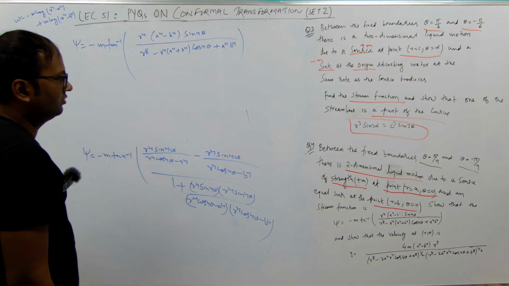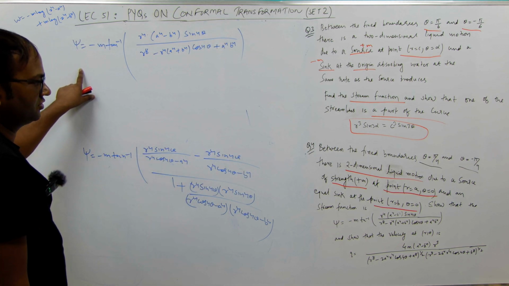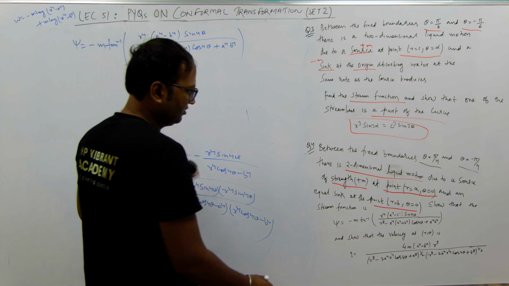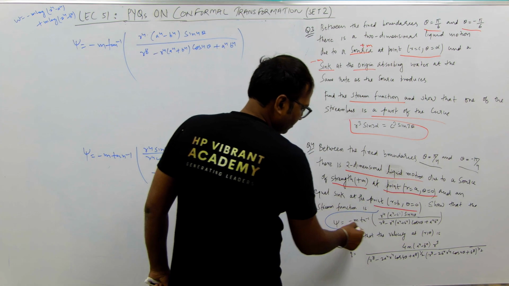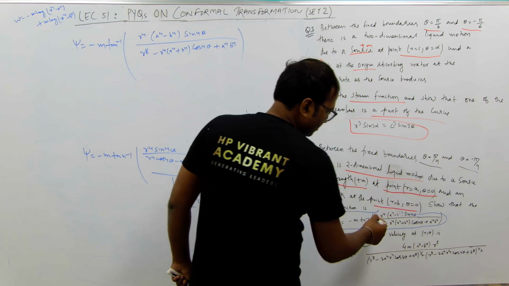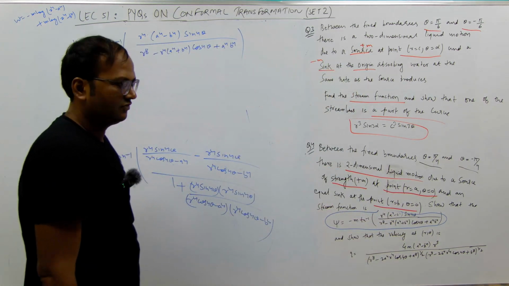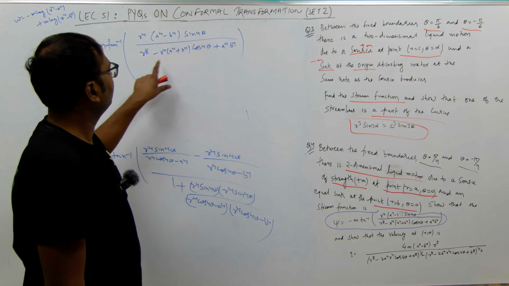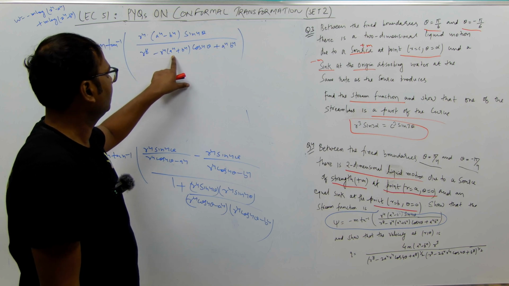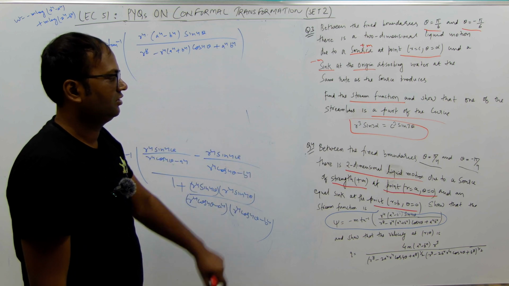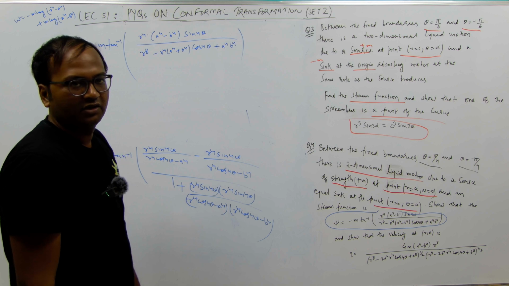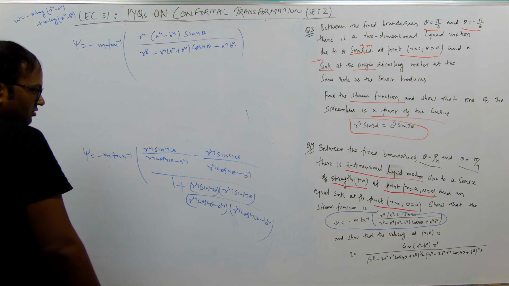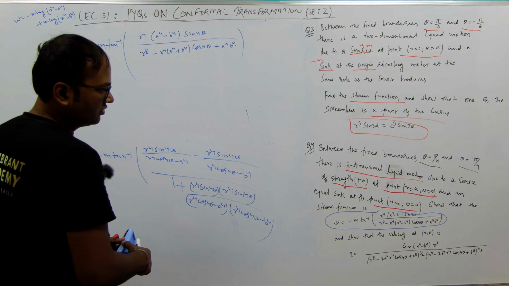So this is our expression for the stream function. This is the same as what is given in the question: r^4 (a^4 - b^4) sin 4 theta upon r^8 - r^4 (a^4 + b^4) cos 4 theta + a^4 b^4.